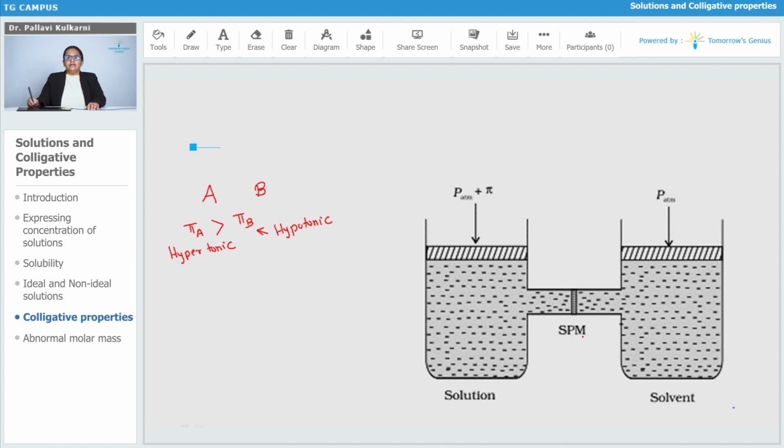Okay, now you can see here, this is the solution and this is the solvent, and a semi-permeable membrane is there in between these two. Okay, so obviously in this case there will be osmosis until the equilibrium is reached. So what will happen? The solvent particles will travel from the low solute concentration to the high solute concentration.